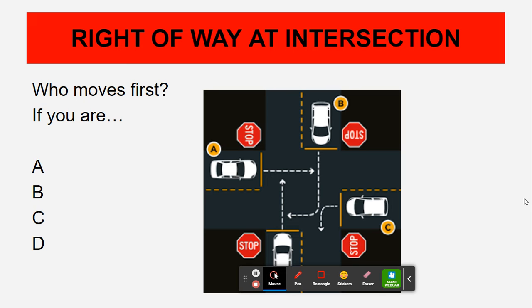Okay. Right of way intersection. Who moves first if you are A? So if you are A here, who moves first? Well, let's take a look at what's coming. You have to yield the right of way to the person on your right. So this person here moves before you do. Okay. You, because this is on your left, you move before this person does. This person over here is going to be moving. He's not part of your action.